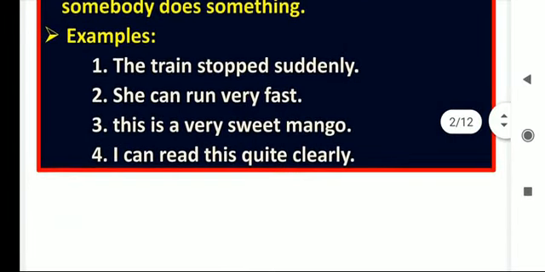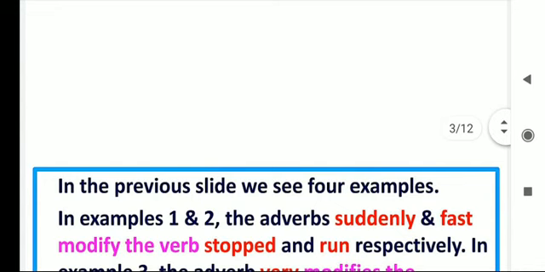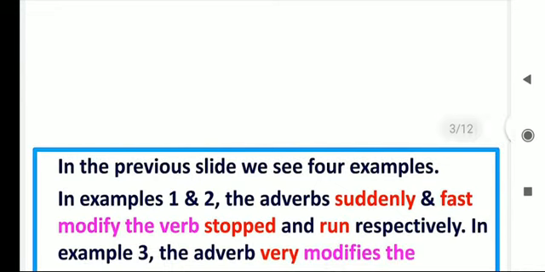Examples: The train stopped suddenly. She can run very fast. This is a very sweet mango. I can read this quite clearly. These were 4 examples. In the previous slide, we see 4 examples.